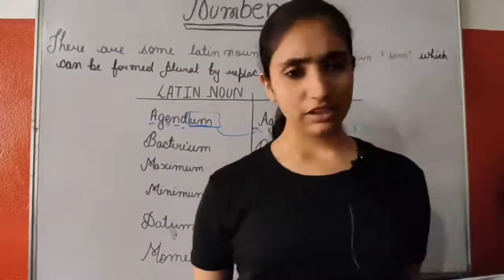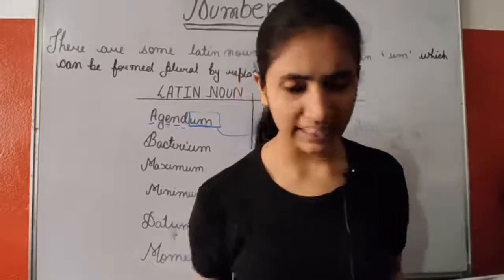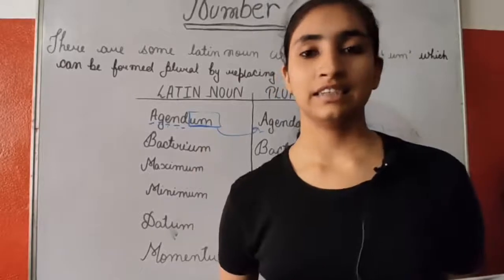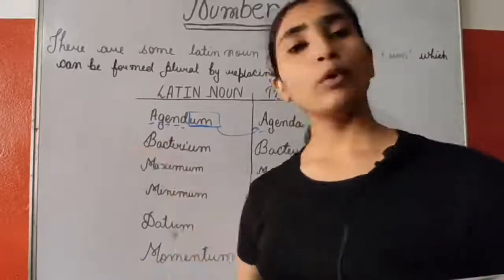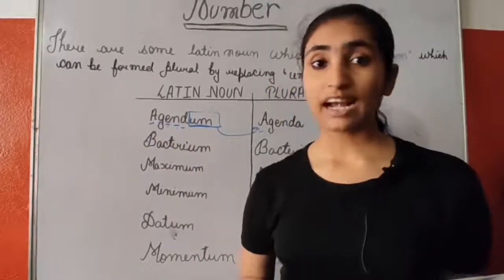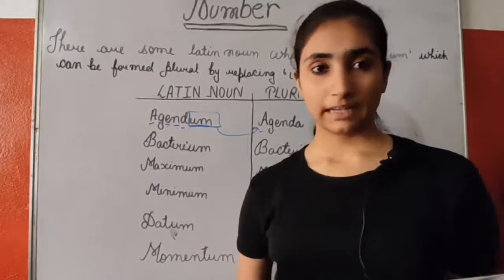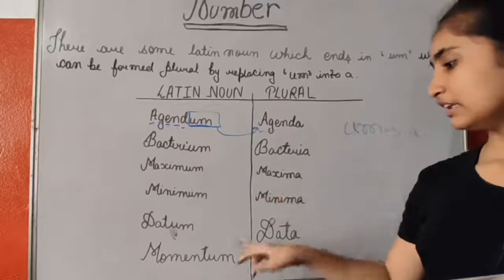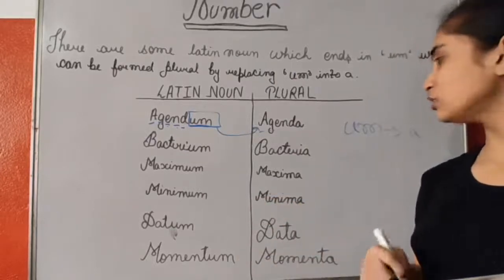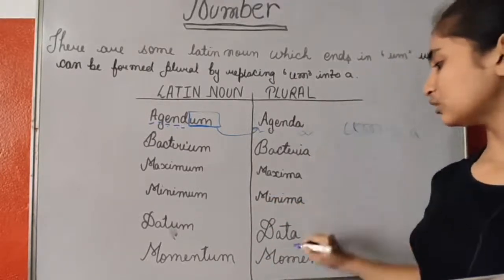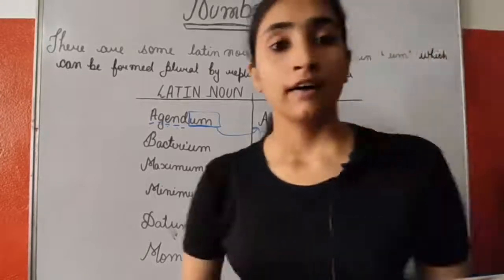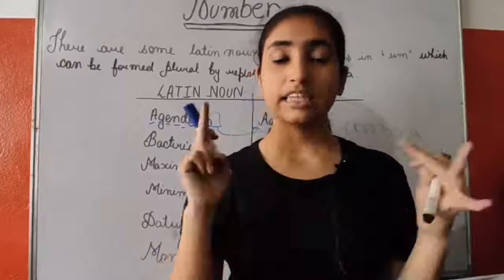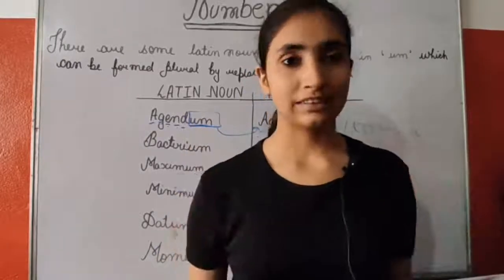Here I would like to tell you one thing, that in English literature only the plural forms of agendum and datum are used. It means only the plural forms, agenda and data. For these two nouns, the plural form is used in English.